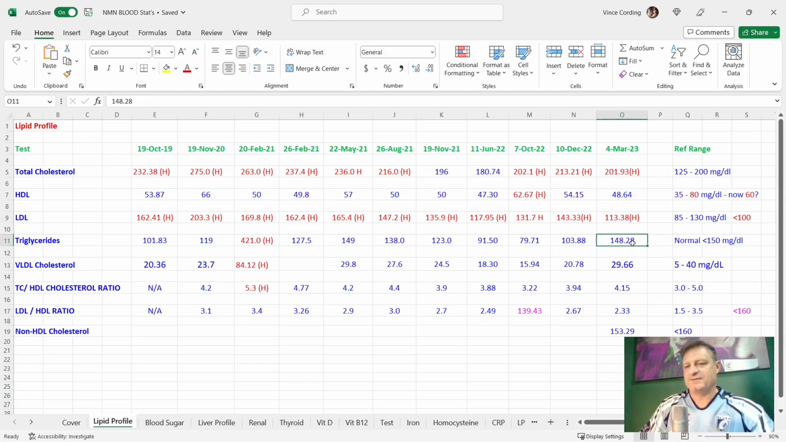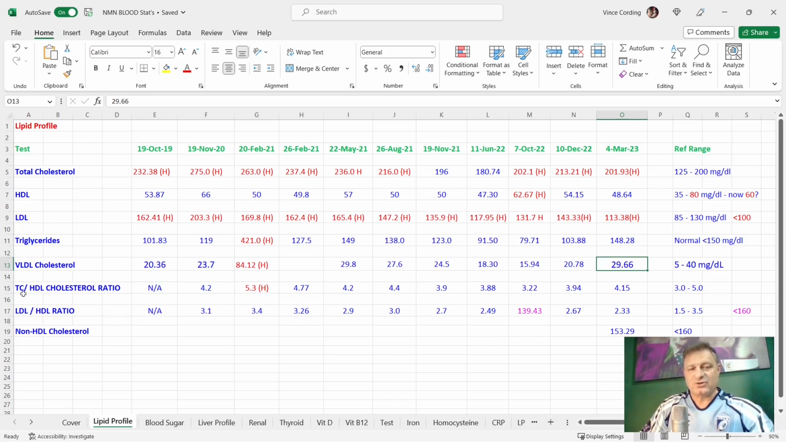Triglycerides, 148. That's up quite a lot from 103. Still below the 150, but that's a number I would like to always keep down. VLDL, which is the dangerous cholesterol, and people are now starting to recognize that, this is coming out in studies, is 29. It's up from 20, but still well below the 40, so that's good.